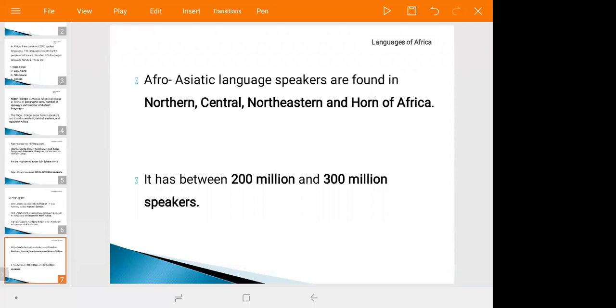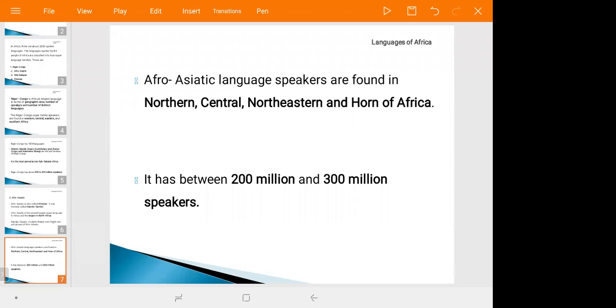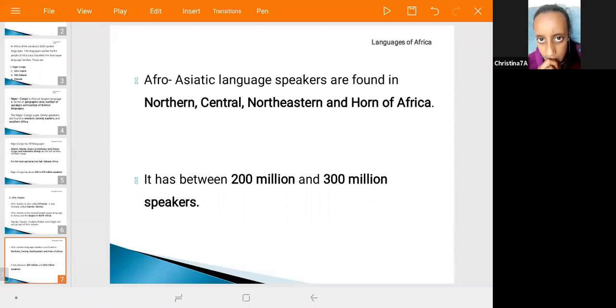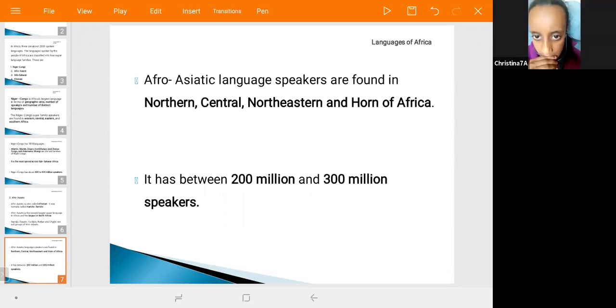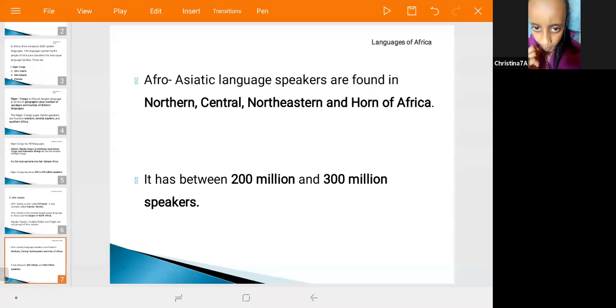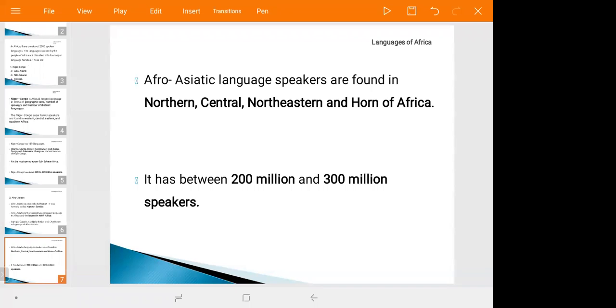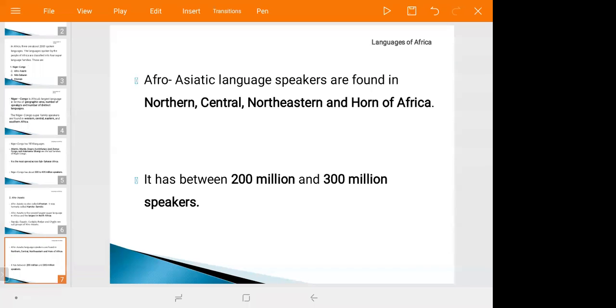Okay. Afro-Asiatic language speakers are found in the northern part, I said it earlier, it dominates the northern part. Also, there are speakers of this language in the central part, northeastern, and the Horn of Africa. Horn of Africa, northeast of Africa, central part of Africa, and northern part of Africa. Most dominantly, the speakers are found in the northern part of Africa.